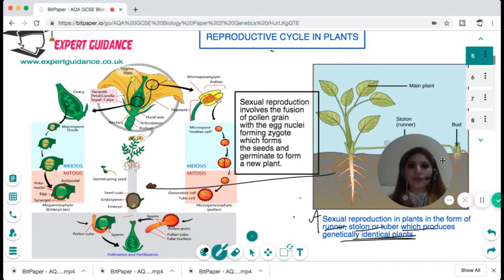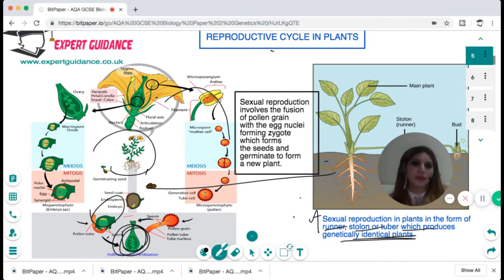In sexual reproduction, you can see there's a pollination that takes place, and then there is fusion of the gametes to form the zygote, and that develops into seed. Seed disperse and forms a new plant.